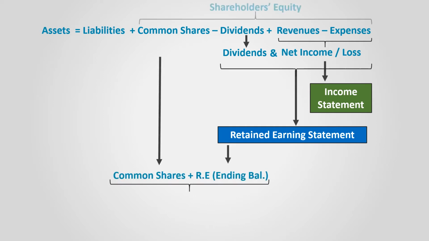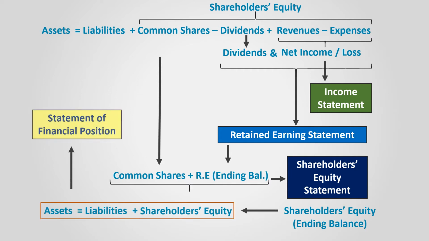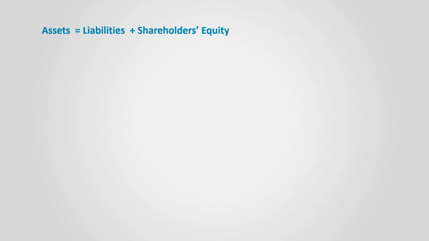At the end, we have an updated shareholders' equity section, which is represented in common shares, in addition to the updated retained earnings. If you add liabilities to it, it will show what the business owes to the shareholders and other parties. On the left-hand side of the equation, you will find assets, which is basically what the business owns. There are two usual formats to present the statement of financial position, but it basically represents the main equation of the assets equal to liabilities plus shareholders' equity.